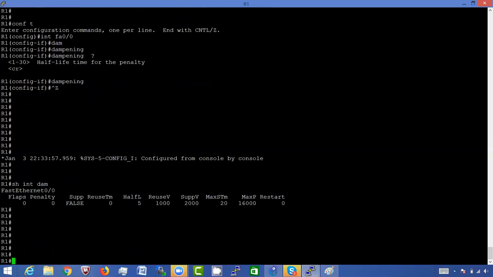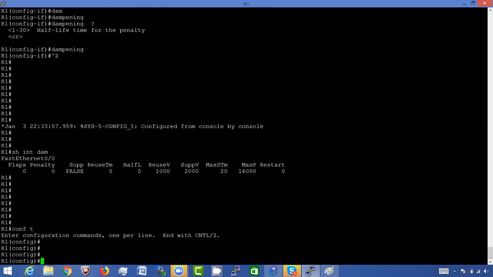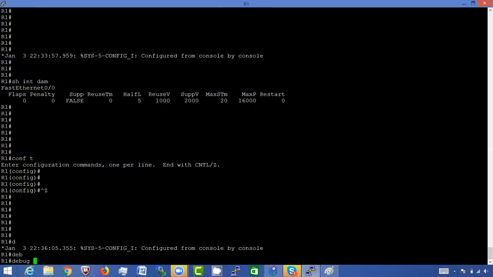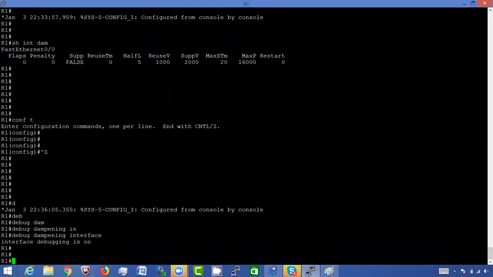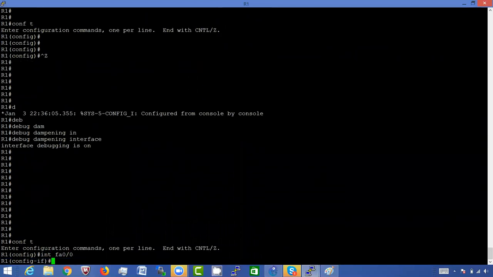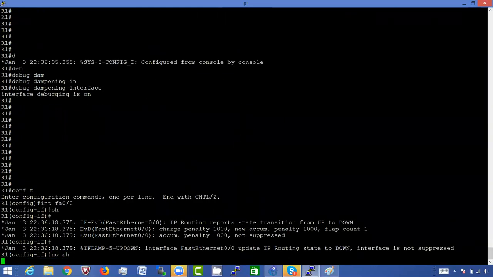Now what I will do, I will first shut this interface. I will show you that my router has assigned a penalty. Before shutting this interface, we'll enable debug. The command will be debug dampening interface. Interface FastEthernet 0/0. Shut. No shut.